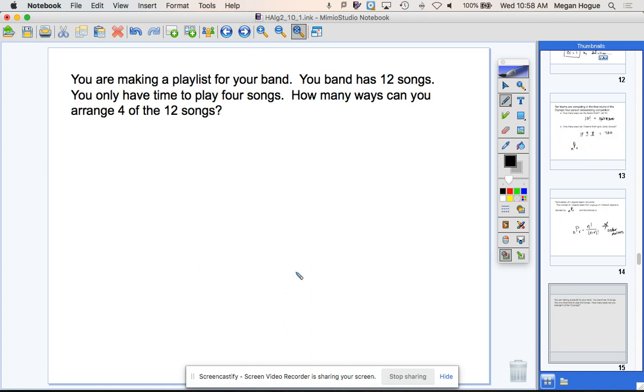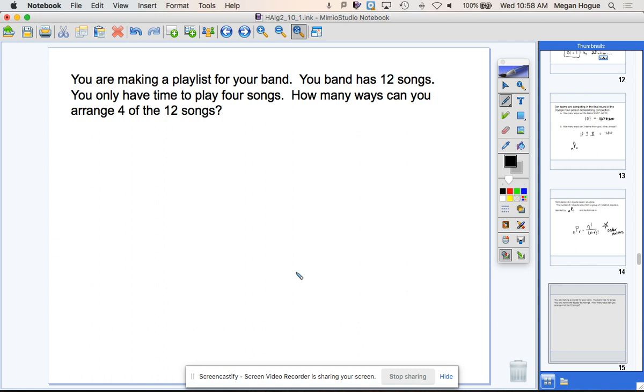So here's the next example on that page. You are making a playlist for your band. Your band has 12 songs. You only have to play 4 songs. How many ways can you arrange 4 of the 12 songs? We're assuming here, and I should have been more specific when I wrote this out, the order I play these songs matters. So it isn't just, oh, I want to play 4 of them. The way I play them matters.